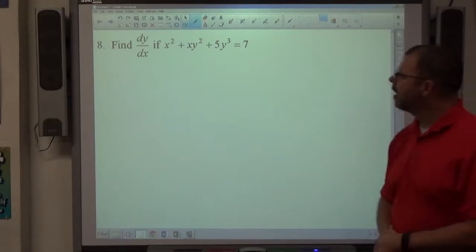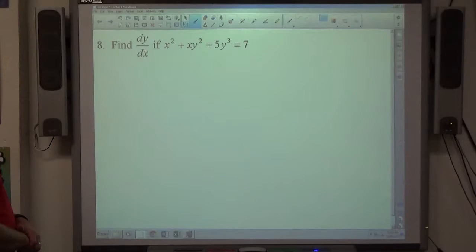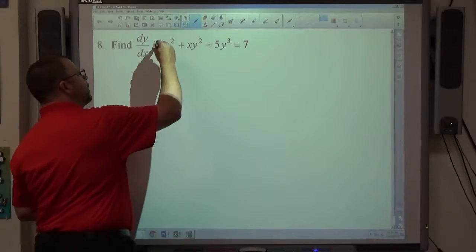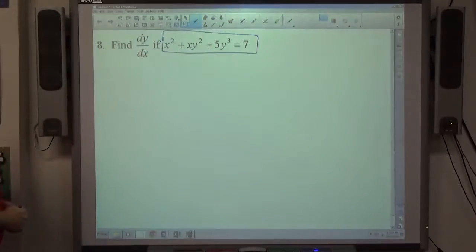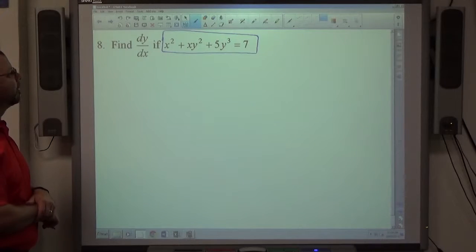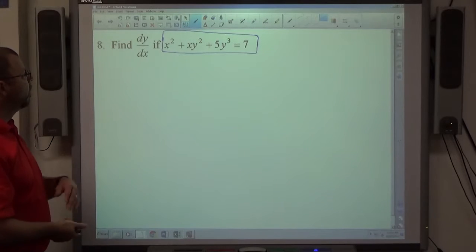Number 8. Find dy over dx if x squared plus xy squared plus 5y cubed equals 7. So we have this implicit function that we're supposed to differentiate. I can't see any really easy way to solve for y, so changing it to an explicit function is out of the question here. So implicit differentiation is probably the best technique to be used.